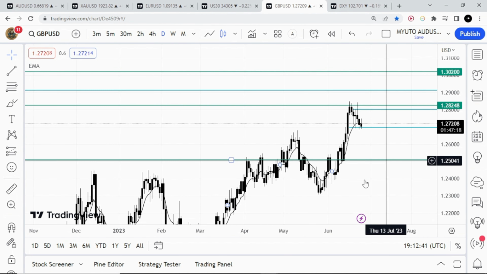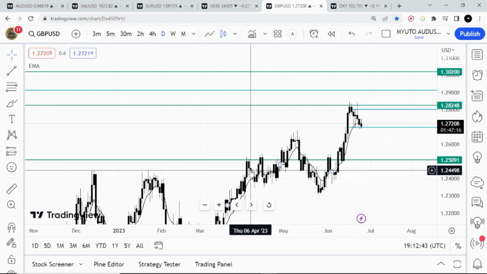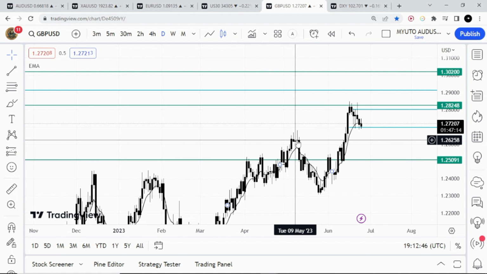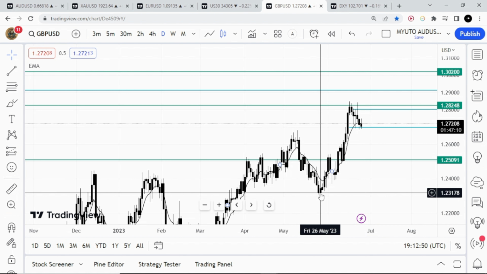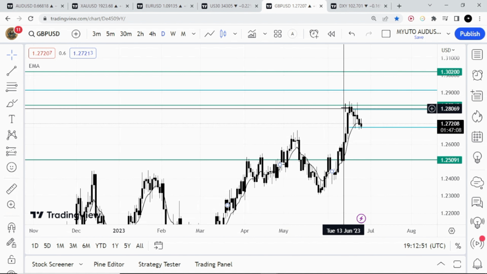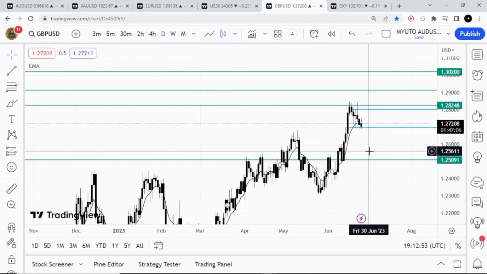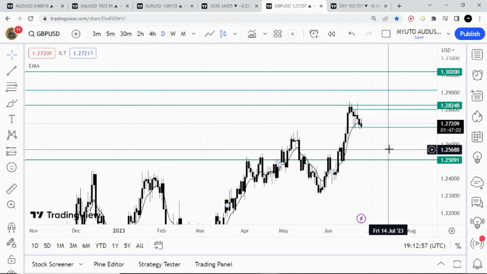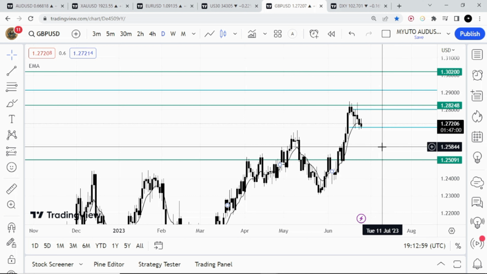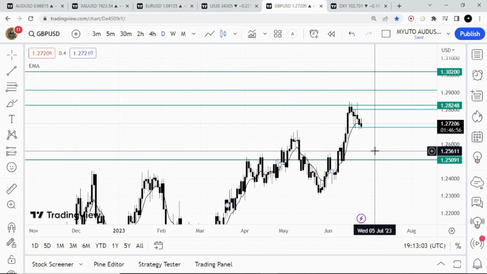So as you can see, high, high, high, high. Intra-week retracement, push to the upside. Intra-week retracement, push to the upside. We might even see price come down to 1.2600. So we'll see, wait and see how everything develops.